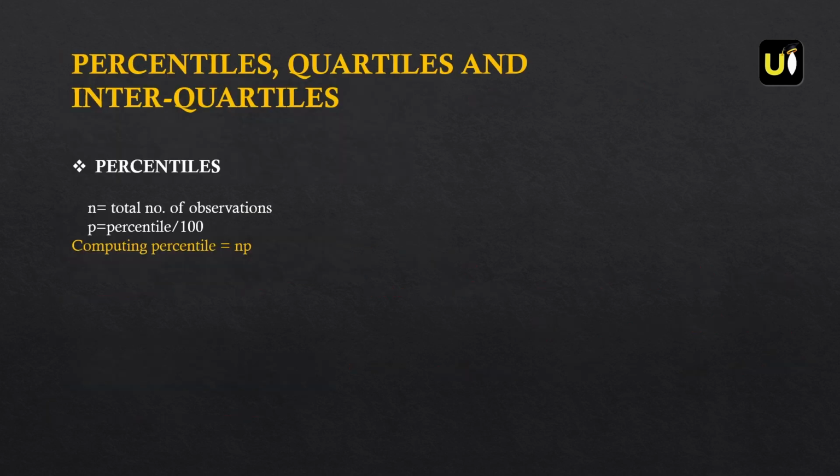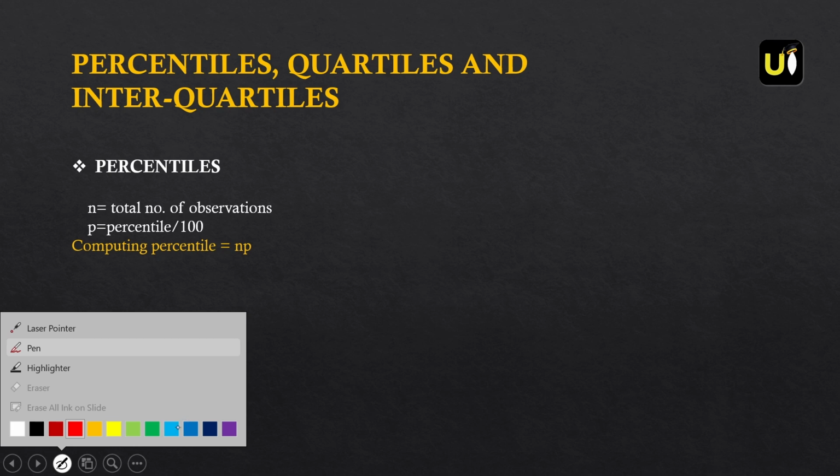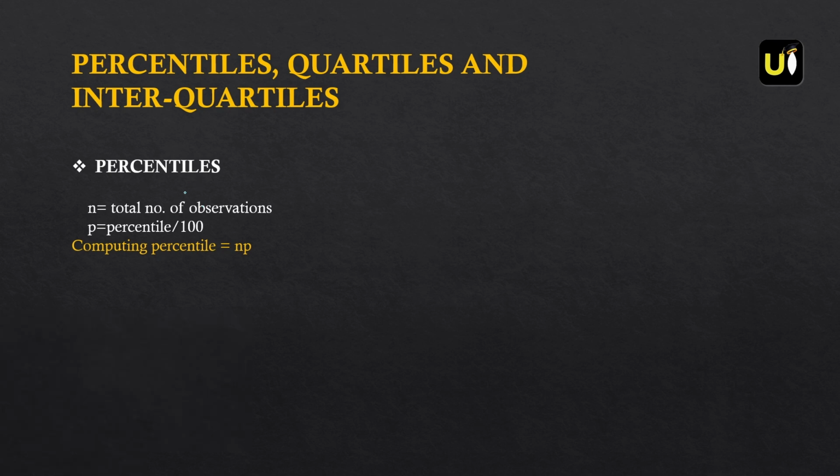So now we have percentiles, quartiles, and interquartile range. Percentiles: here the formula of percentile is n times p. Here n is equal to the total number of observations, and p is equal to percentile divided by 100.